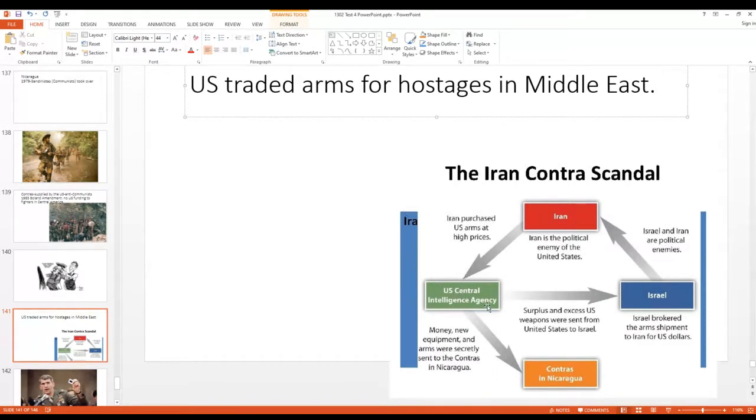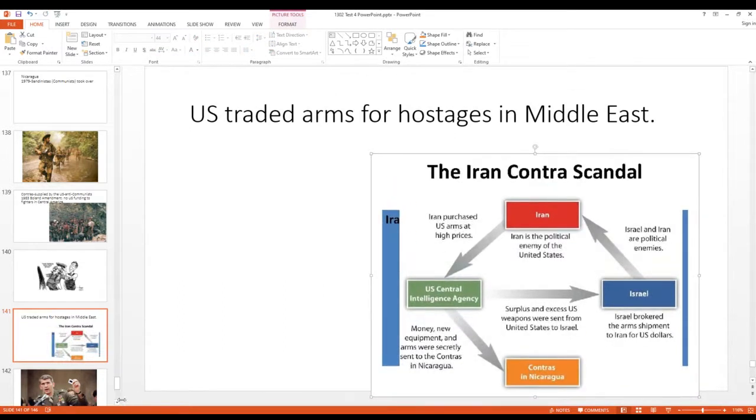Okay. So the CIA, using a variety of dummy corporations, sells or gives weapons to Israel. There was an Israeli arms dealer. Israel sold these weapons to Iran. The money from these sales went to the CIA, through the CIA, and eventually to the Contras. Okay. So, CIA gives weapons to an Israeli arms dealer, sells the weapons to Iran. Those profits are funneled back through other dummy corporations to the Contras in Nicaragua.